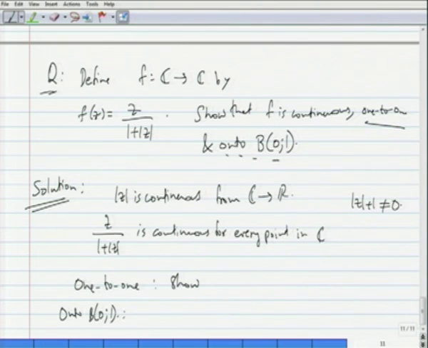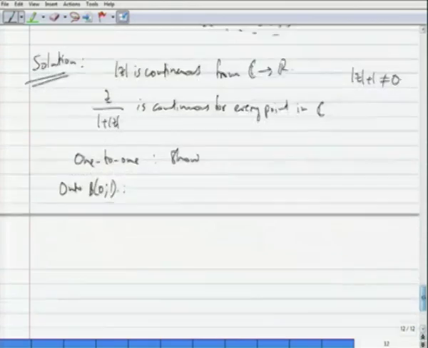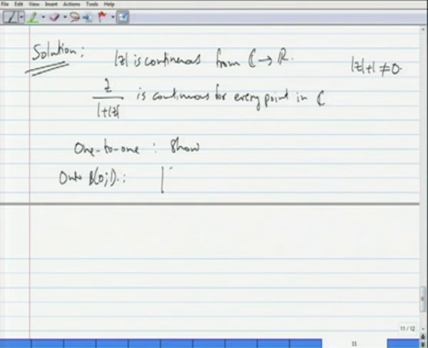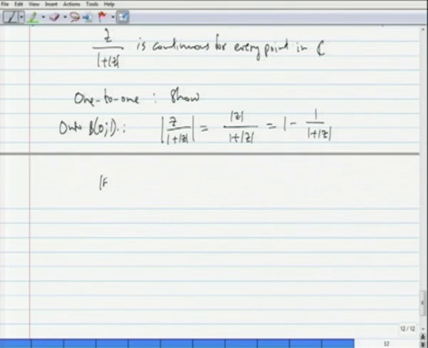Okay. So, why is this onto B(0,1)? Firstly, notice that the image lies in B(0,1), because |z|/(1+|z|) is equal to 1 minus 1/(1+|z|). And |z|, like I remarked earlier, is greater than or equal to 0. So, |z|+1 is greater than or equal to 1, with equality only if z is equal to 0.